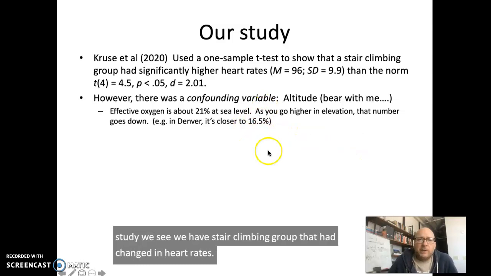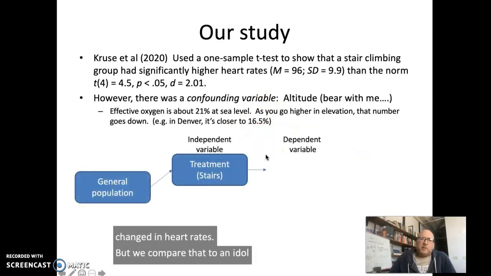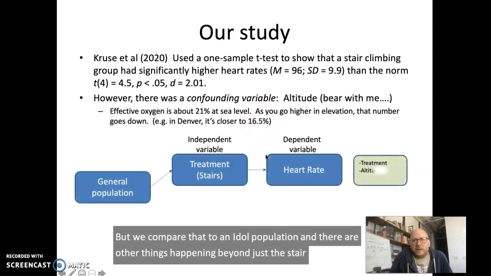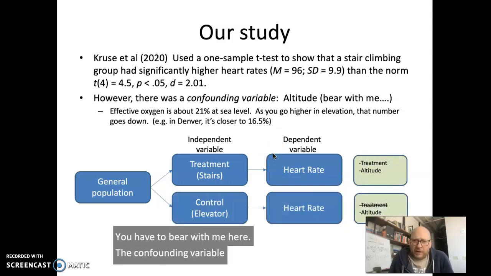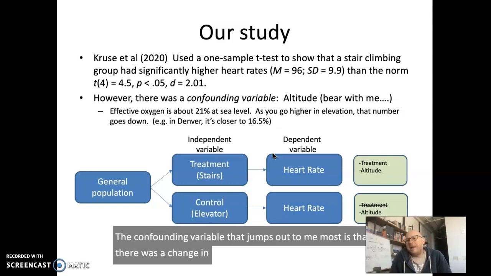So I'm proposing that we do an experiment where we have a treatment group go up some stairs, and then we'll measure their heart rate. The control condition, they're going to go in the elevator, so they have the exact same change in altitude.